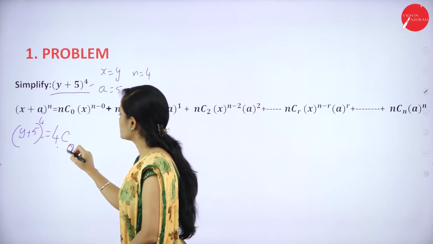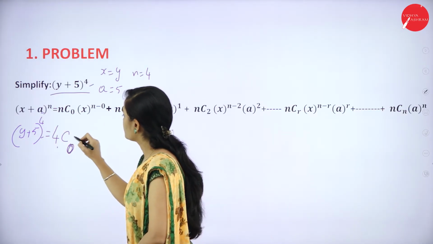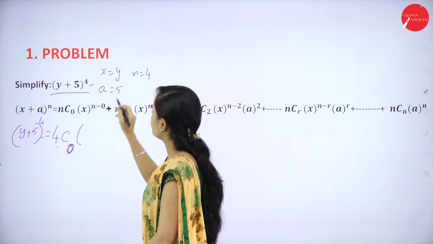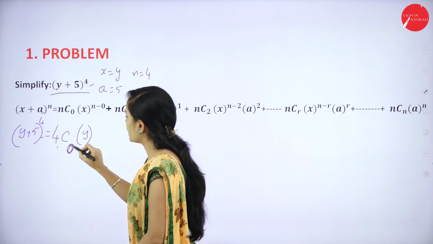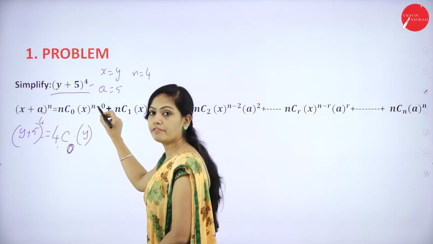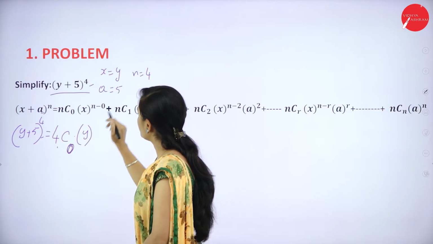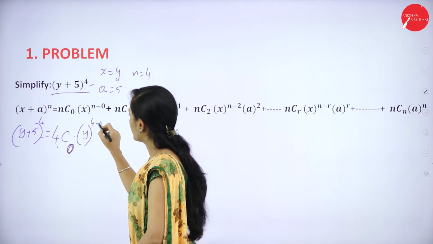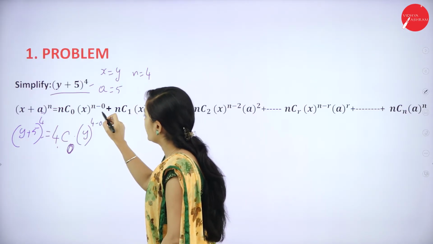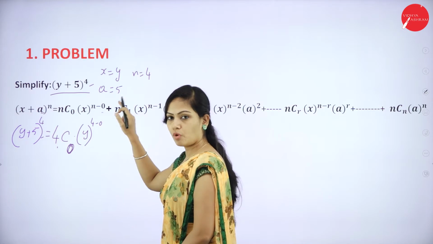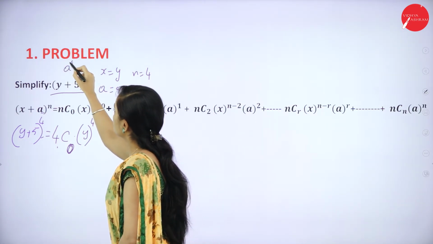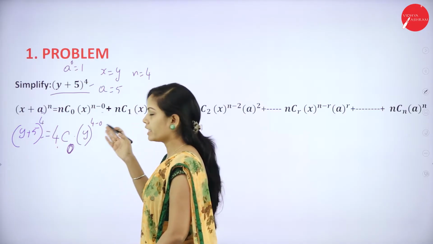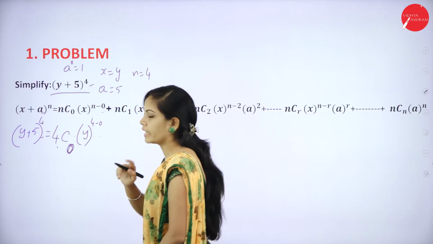So 4C0 into x value means it is y. Y power, the difference is 4 minus 0. So here I have n minus 0, but the n value is 4, so that is 4 minus 0. And next is a power 0. If you want to write the power value 0, it means it is 1. A power 0 means 1. If you want to write, you can. Otherwise, you can skip because you will get 1.